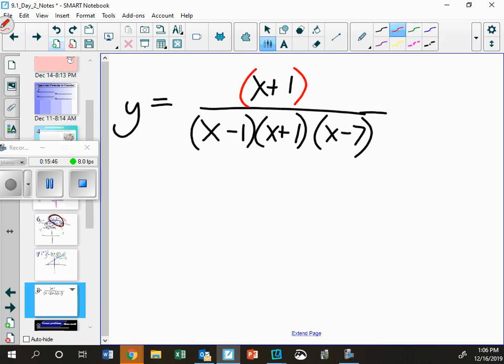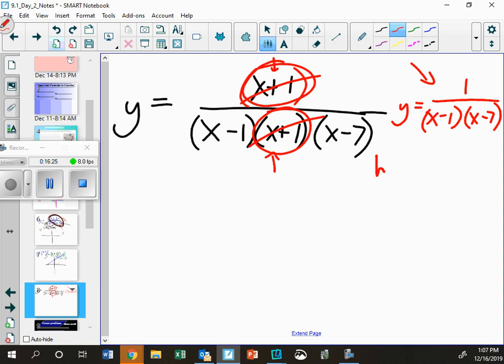I think most of you guys are smart enough to realize that that was the thing. It canceled out. And it's okay to rewrite this equation as y equals 1 over x minus 1 and x minus 7. But you can't act like it never had a problem with negative 1. You have to realize that negative 1 was a weakness for this function. So when you graph it, you're just going to graph this, but you'd have a hole at negative 1 because of this.